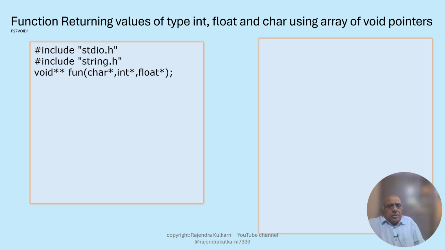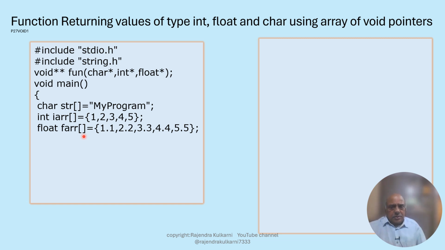A program where we have declared a function fun through this prototype: void *fun(char *, int *, float *). So in effect, this function will be accepting 3 pointers, one of type char, one of type int and one of type float, and this function fun will be returning a pointer to a pointer.